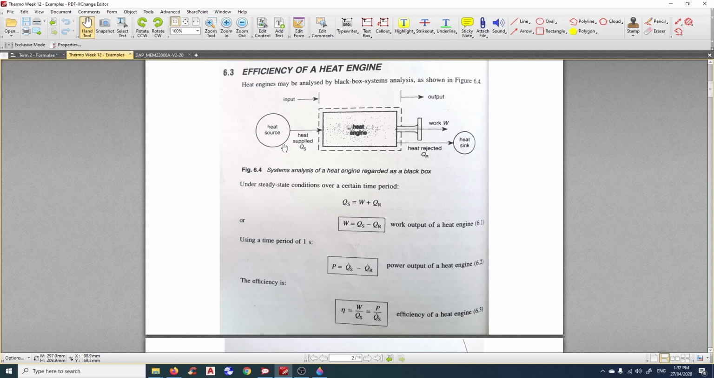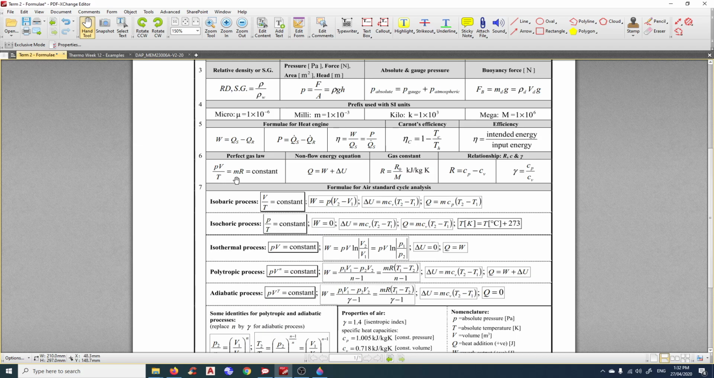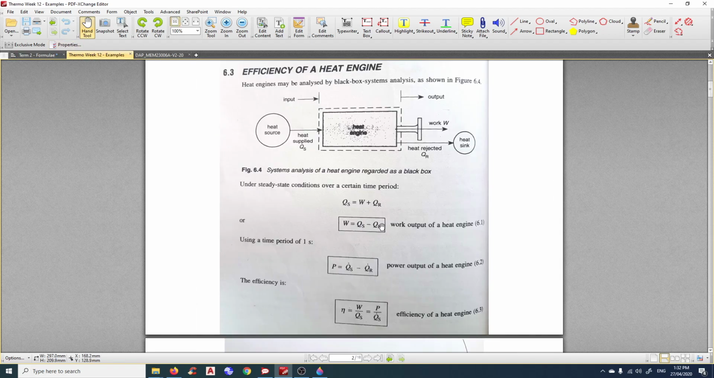Now back to this heat engine diagram. Under steady state condition, this formula is fixed, so you don't have to modify it. If you look on your formula sheet, the formula for heat engine, work equals Q supply minus Q reject, which is the same here.